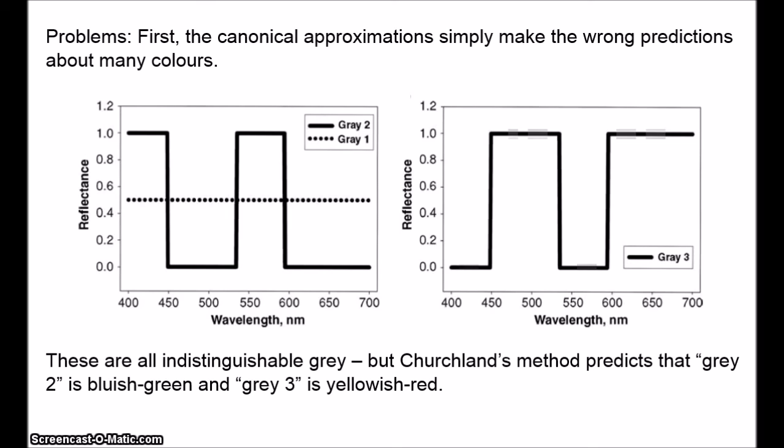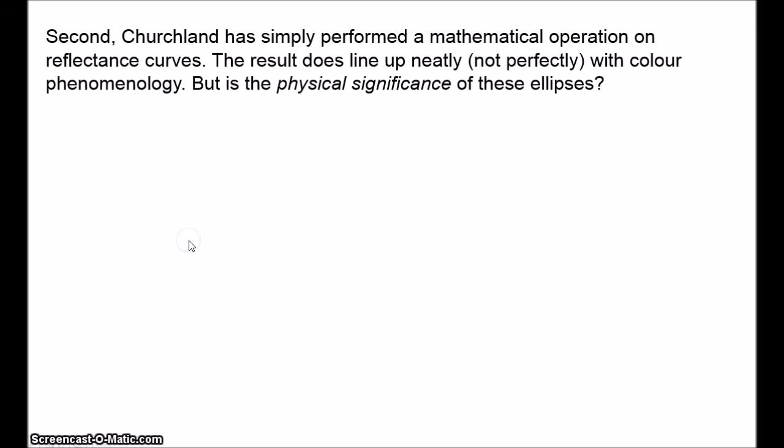In most cases, we get a match. A second objection from Wayne Wright is that Churchland has simply performed a mathematical operation on reflectance curves, and the resulting canonical approximations, as he calls them, do line up fairly neatly, although, as we saw, not perfectly, with colour phenomenology. But what exactly is the physical significance of these canonical approximations? Of these ellipses?